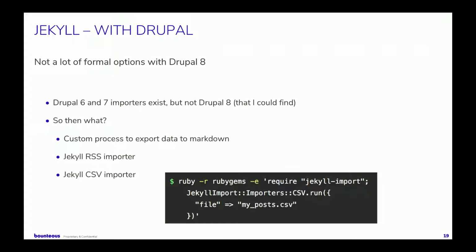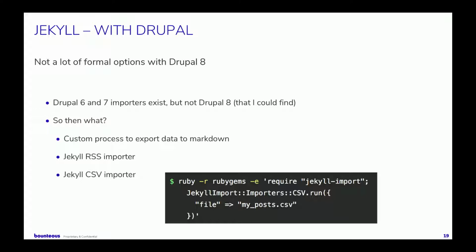So I'd imagine if you really like using Jekyll and want to use it with Drupal 8, it would be reasonable to write an importer to do that. But without it, how could you handle it? You could create a process that exports your data to Markdown, because that's what it wants at the end of the day. But there's also a handful of other importers that you can probably use as a stopgap. There's an RSS importer, so you can create a feed and use that.